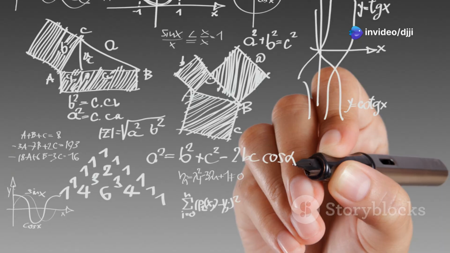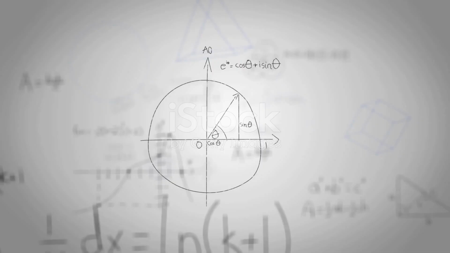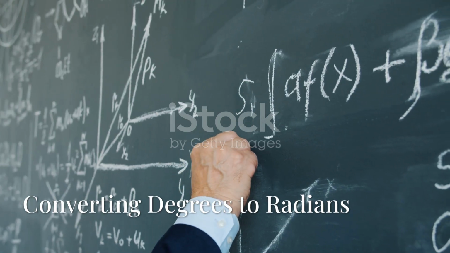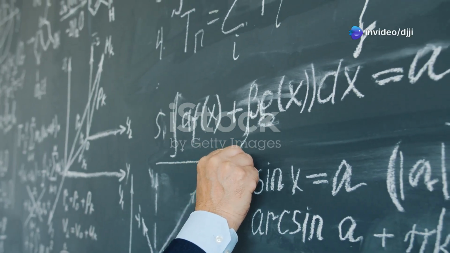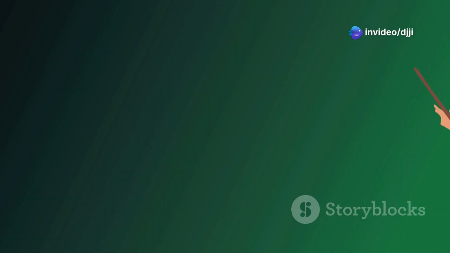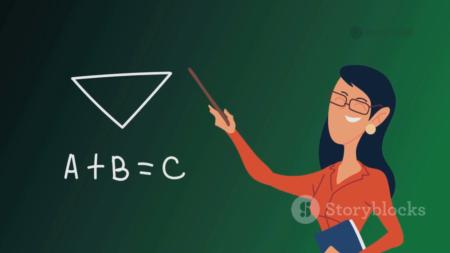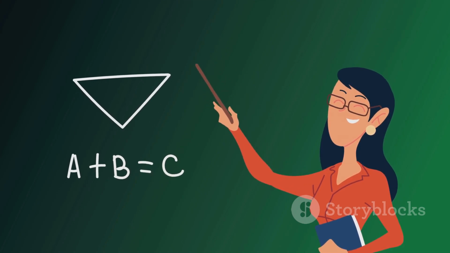Let's look at an example. An angle of 90 degrees is equal to pi over 2 radians, and an angle of 2 pi radians is equal to 360 degrees. To convert an angle from degrees to radians, you multiply the degree measure by pi over 180. For example, to convert 90 degrees to radians, you would multiply 90 by pi over 180, which results in pi over 2 radians.